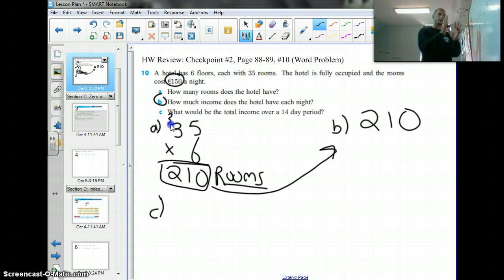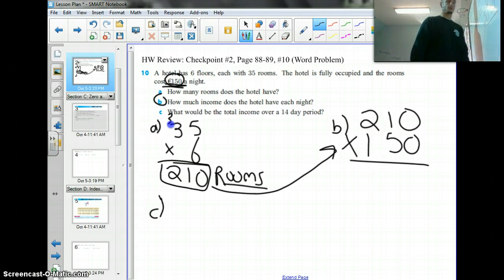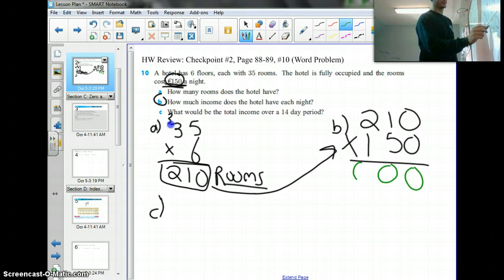Well, that's 210 rooms, each of which costs 150. So what do you think? We have to multiply. This is a 3 by 3 multiplication. Shouldn't be too difficult for us. We start with the 0. So it's going to be 0 times 0, which is 0, 0 times 1, which is 0, and 0 times 2, which is 0.